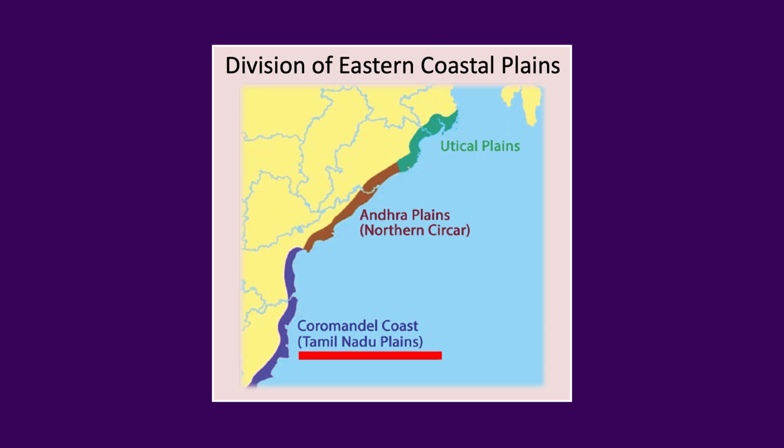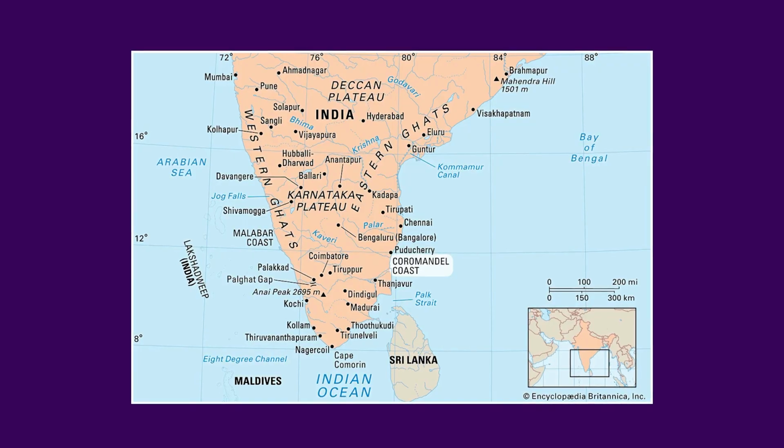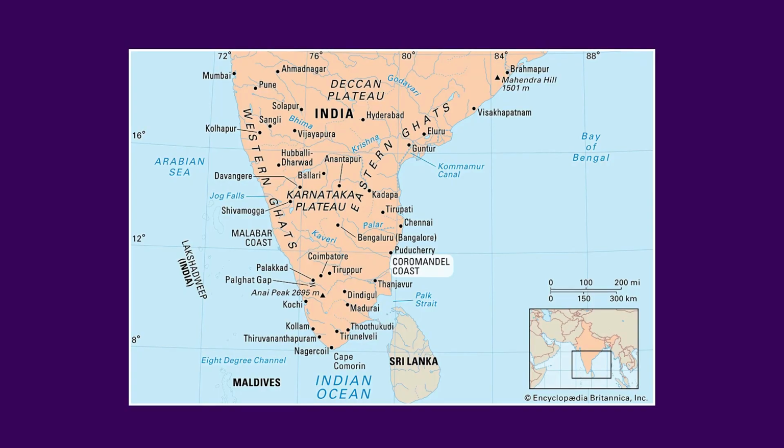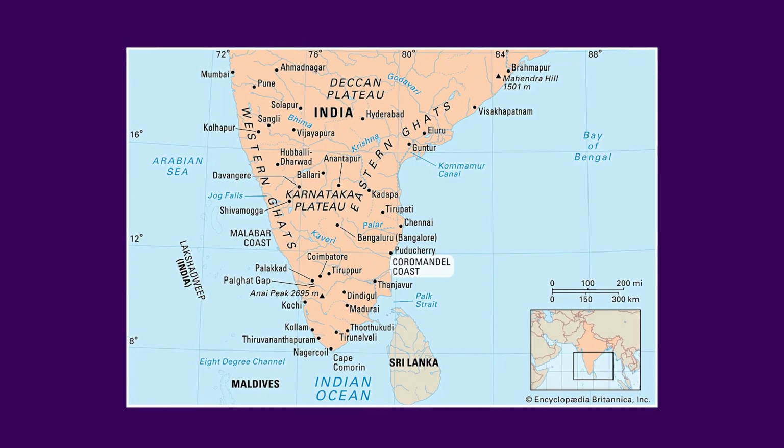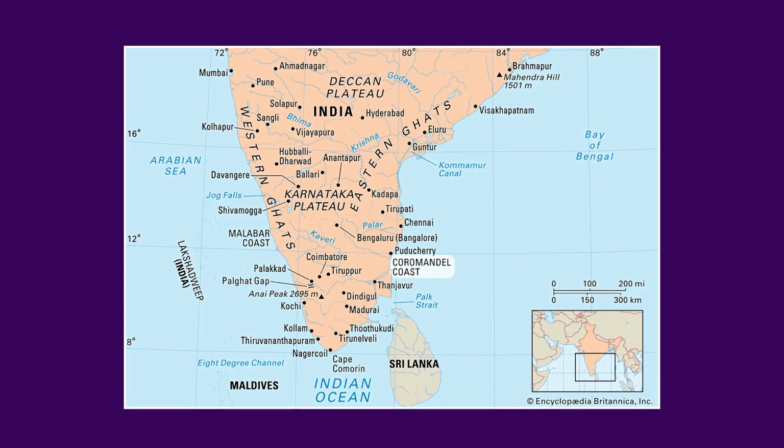Next, we will be discussing the Coromandel coast, a prominent region along the southeastern coast of India. The Coromandel Coast, also known as the Tamil Nadu Plain, extends 675 kilometers along the southeastern coast of Tamil Nadu. This stretch runs from Pulicat Lake in the north to Kanyakumari in the south with an average breadth of approximately 100 kilometers. A key feature of the Tamil Nadu Plain is the Kaveri Delta.